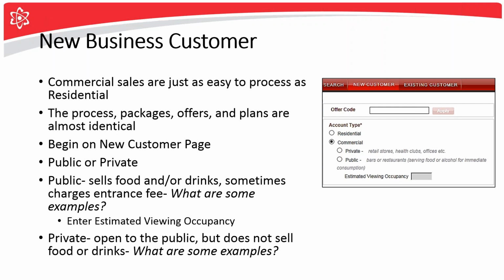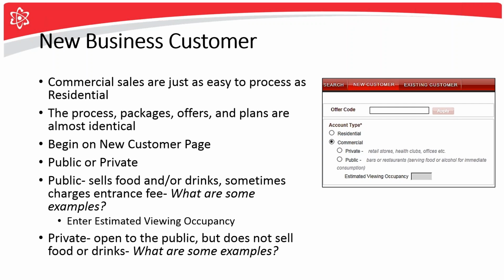And if the business is public, you'll want to enter their estimated viewing occupancy. The estimated viewing occupancy is just how many seats face the TVs. It's not going to be the same number that's given by the fire department of the business occupancy, which means how many people fit in the business. You might have a business where 150 people can fit, but they only have 20 seats around the TVs. So their EVO would be 20 and not 150.